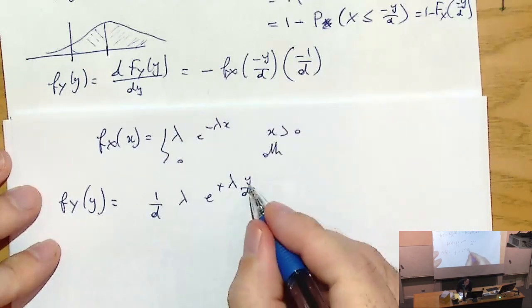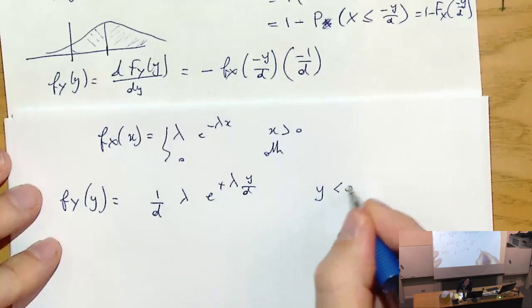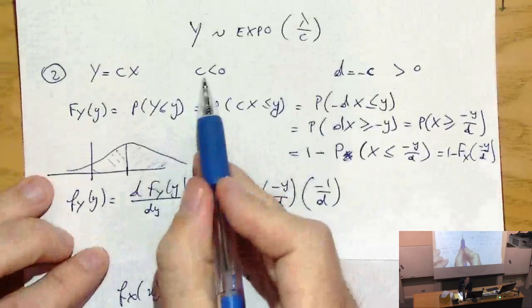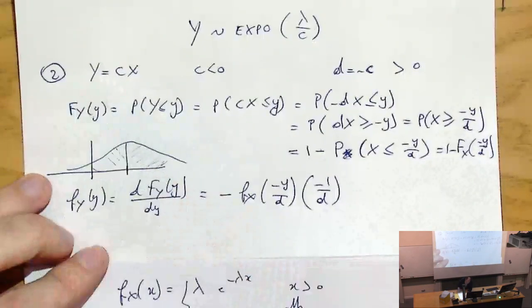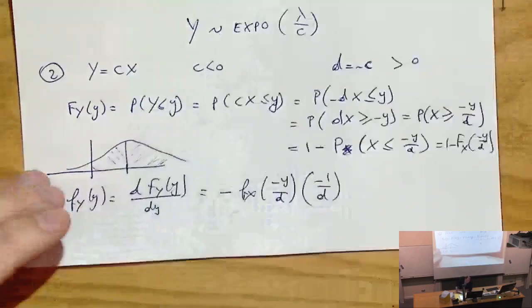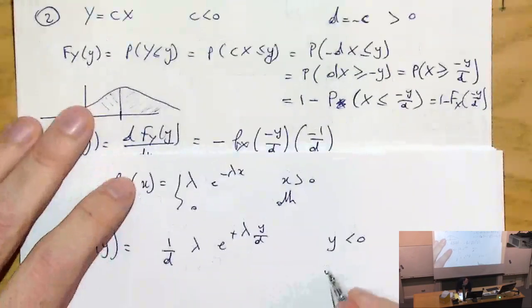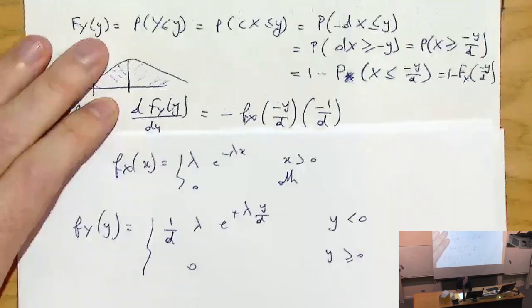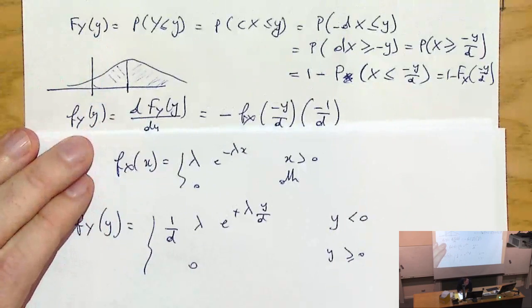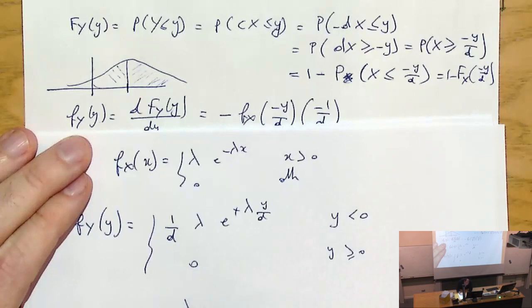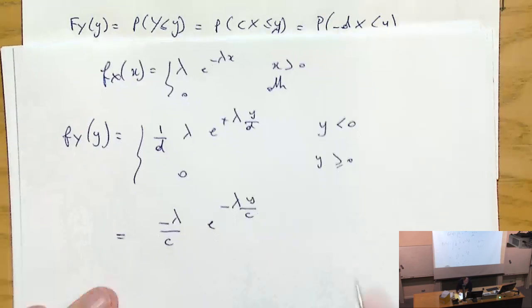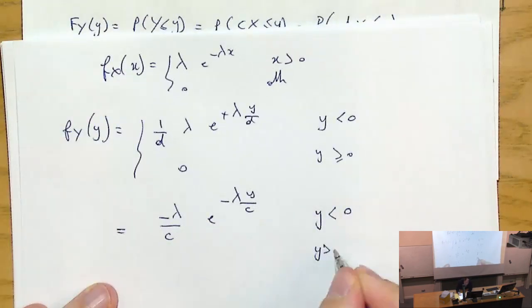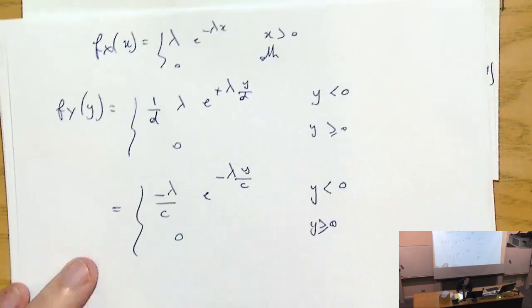Okay? And what is y now? Y is negative, right? Y is negative because c is negative, so this quantity is always negative. It has to be negative. If y is positive, you get 0. If I write this as a function of c rather than d, I have minus lambda over c e to the minus lambda y over c. And this is for y negative, and for y positive, I have 0.